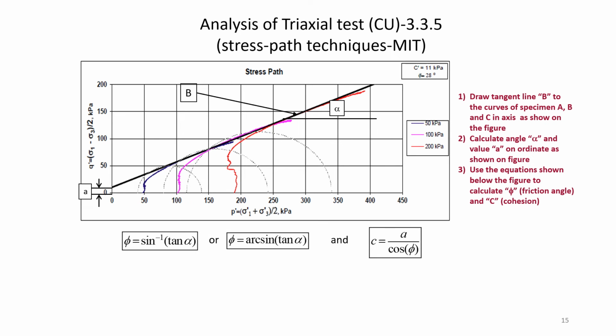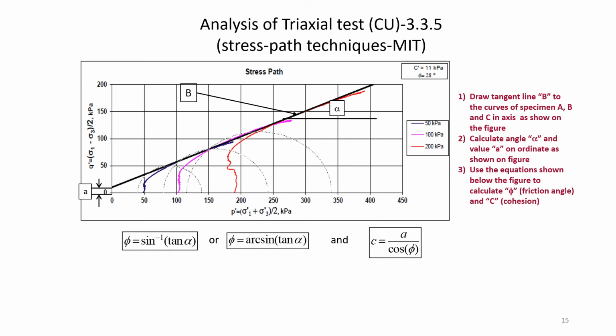Now, just keep in mind, in previous slides we literally took deviator stress and strain, and from geometry you can just measure your friction angle and cohesion. When you're using this stress path technique, you're already doing math, so you cannot literally take and measure the angle.